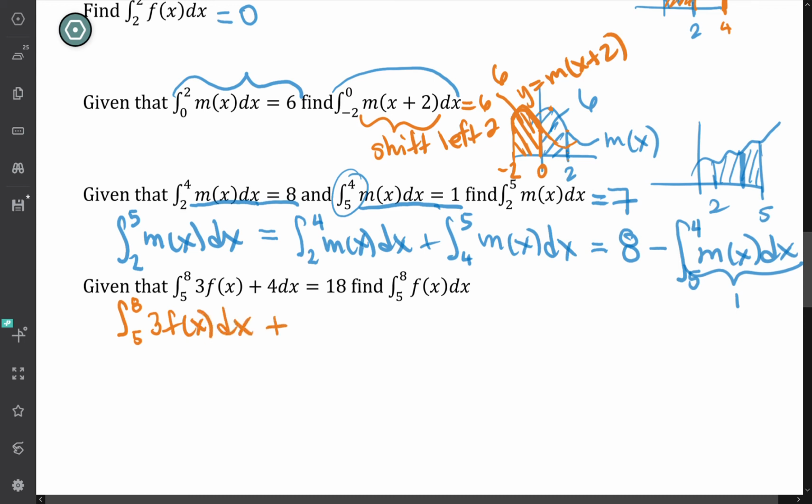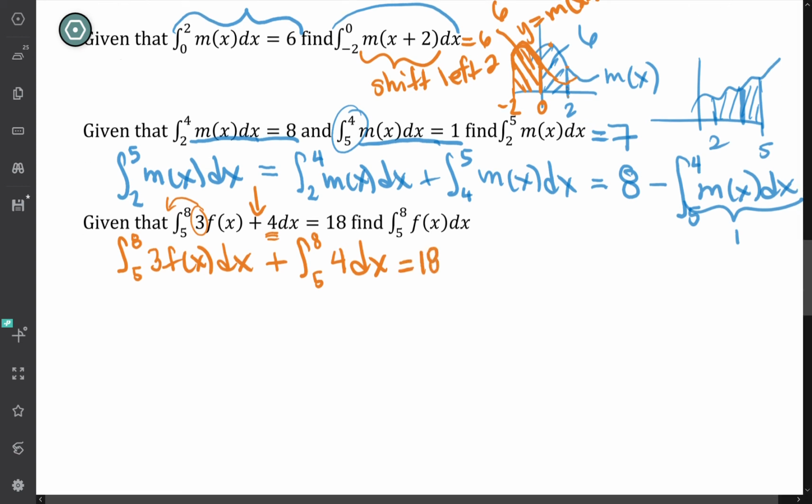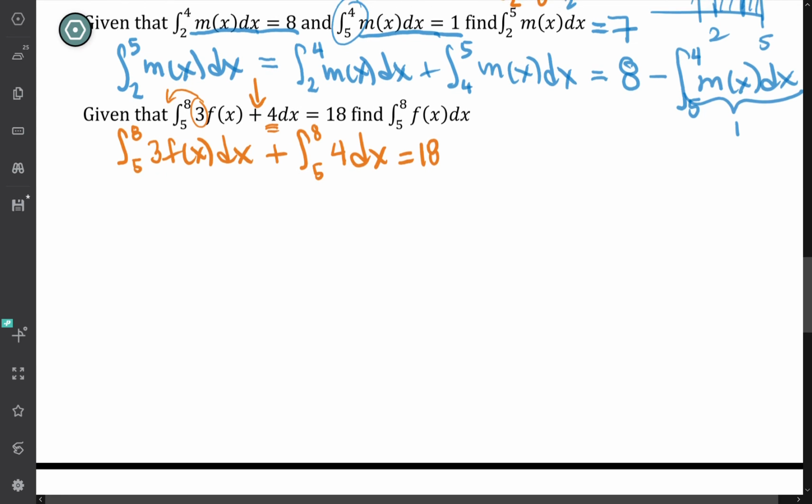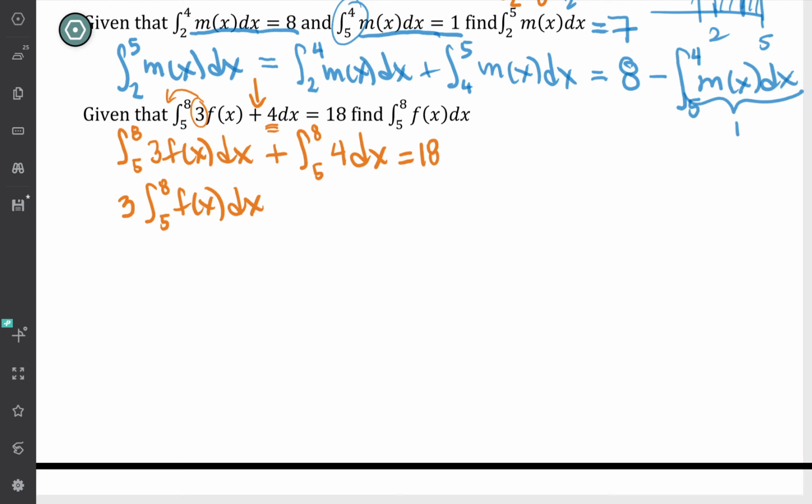First, I have a property that says I can split up sums inside integrals into two separate integrals. Some people want to first move this 3 out in front. You can do that, but you need to be aware that it will apply to this 4 as well, so you'd have to change that to 4/3. Personal preference, I like to leave the 3 there temporarily, first split off the 4, then I can move the 3 out in front. So that's the first part dealt with nicely.